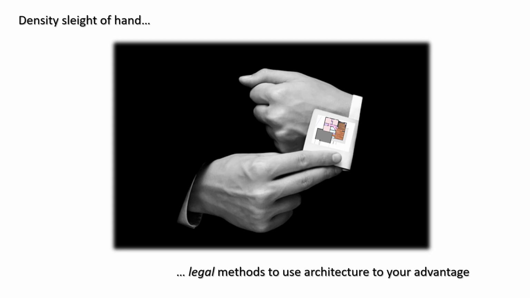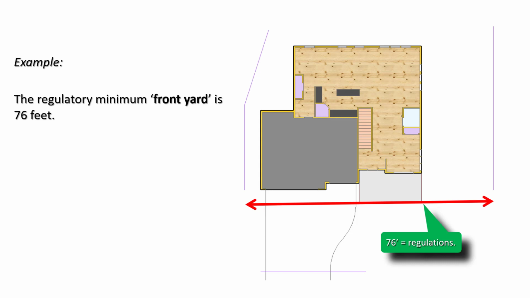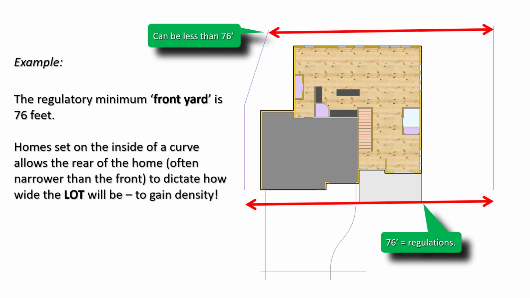We're going to repeat that in LandMentor here and how that's applied. So again, for example, almost all regulatory minimums, the front yard is at the setback line. And let's say, for example, this one was 76 feet. But in this case, the home's third car stall is always a bump out. So that means we're not dealing with a home that's a rectangle. We can have less than 76 feet on the back of the home.